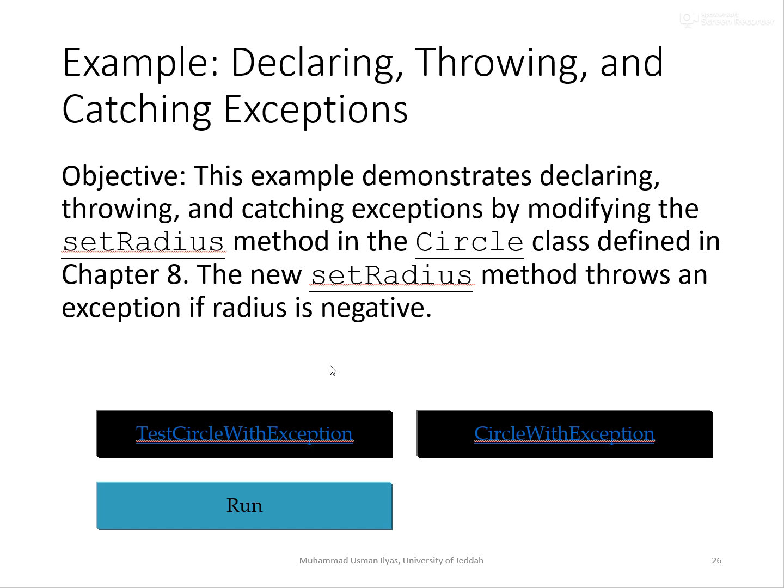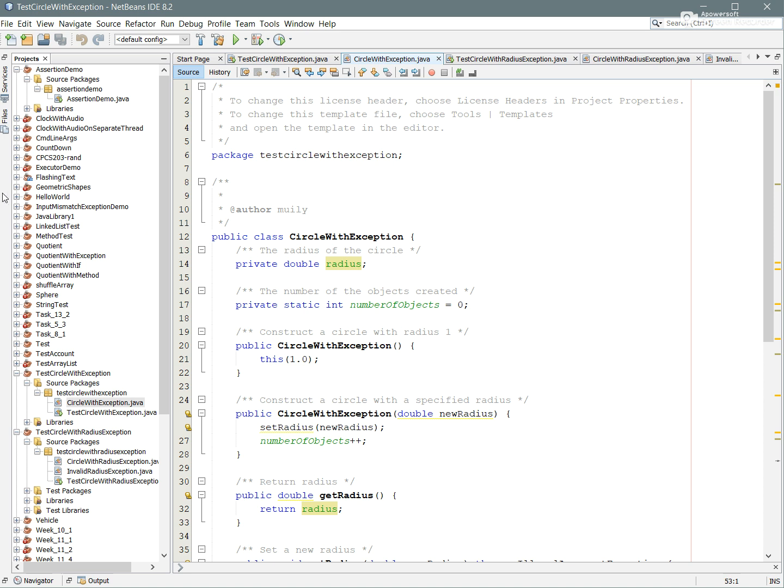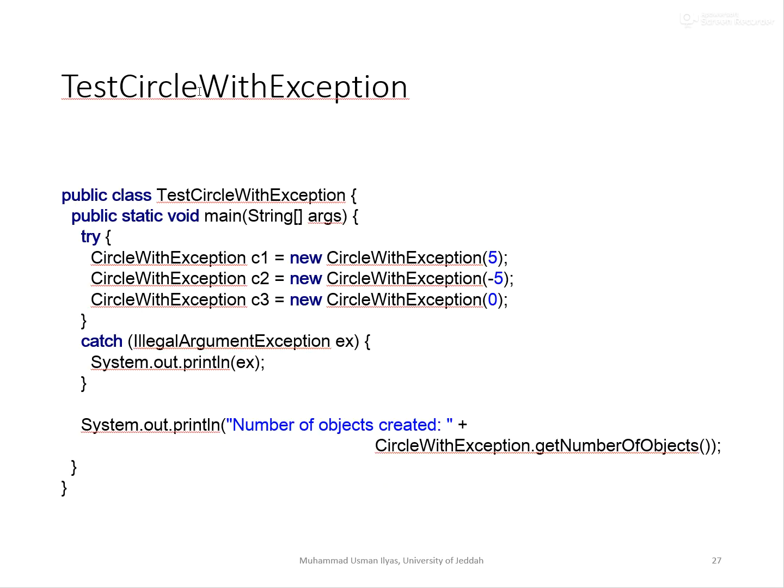Now let's come to an example. This is a class called CircleWithException, and the corresponding test program is called TestCircleWithException. Now, like I said, I expect you to try out these examples yourself. So let me show you what's new with this class CircleWithException. It's a little more readable.